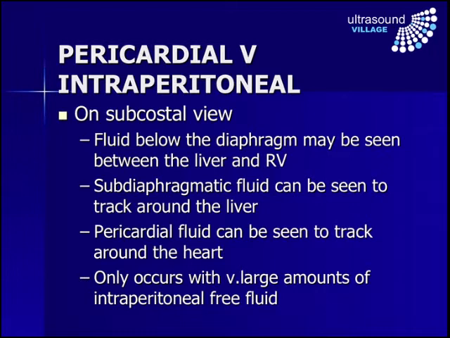Subdiaphragmatic fluid tracks around the liver, whereas pericardial fluid tracks around the heart. So if you're not sure on the view, move your probe, sweep it across, see where that fluid goes. If you sweep into the right upper quadrant and the fluid continues all across the top of the liver and around the liver, then you know it's intraperitoneal. On the other hand, if you sweep and there is no fluid in the abdomen and on your other views you can see fluid that clearly surrounds the heart, then you know it's pericardial.